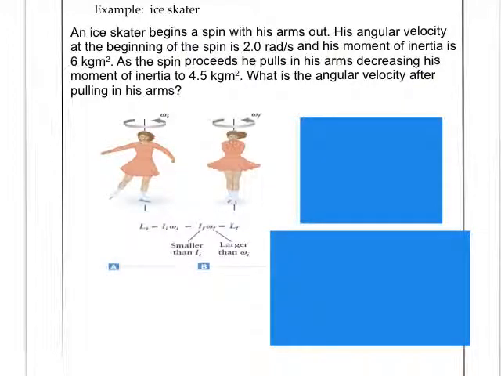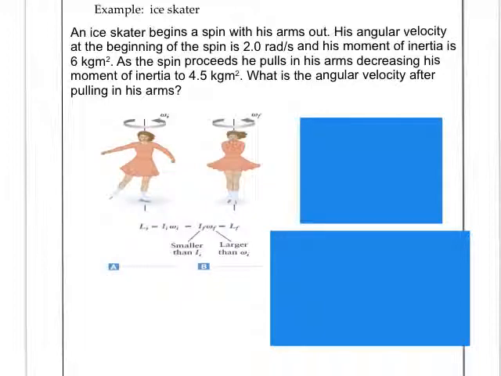Mathematically, we are going to look at an example for the conservation of angular momentum, so I'm going to walk you through those steps. We have an example of an ice skater. She is going to begin a spin. It says his arms out, but the picture's of her. Sorry, I didn't match that up very well.